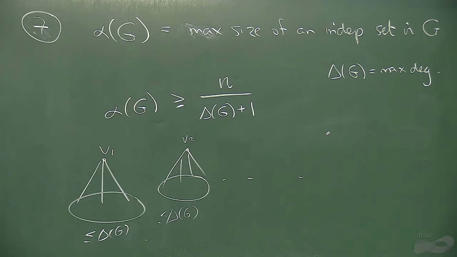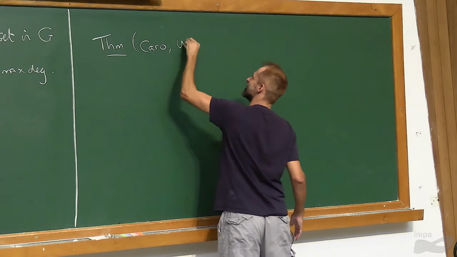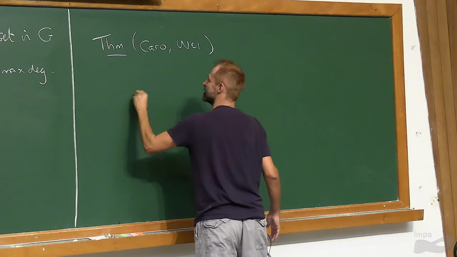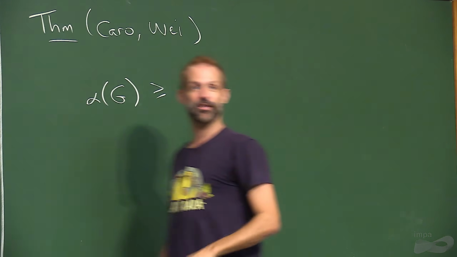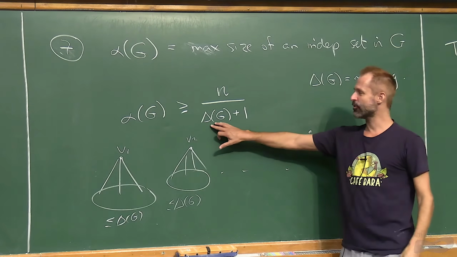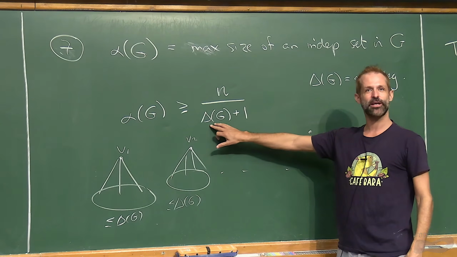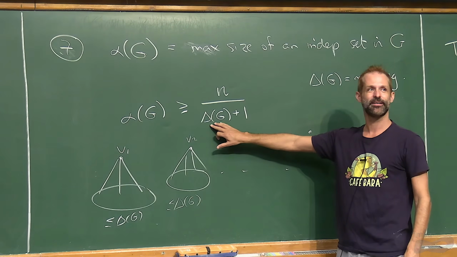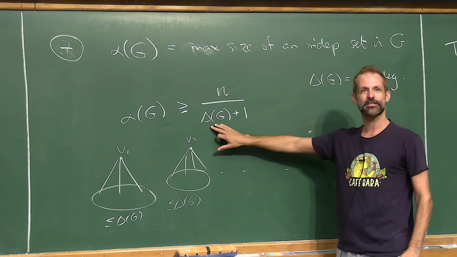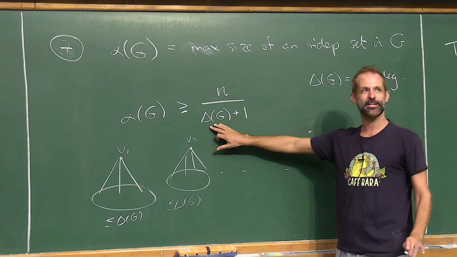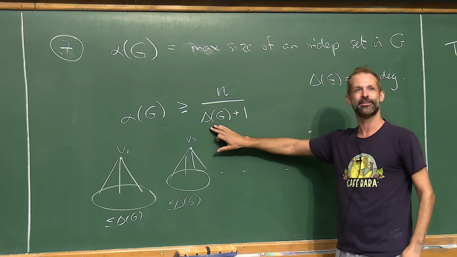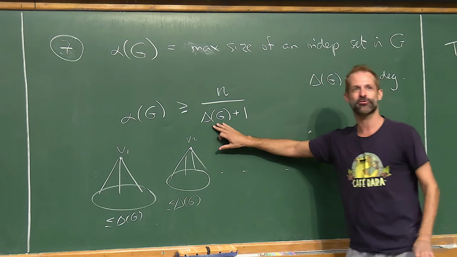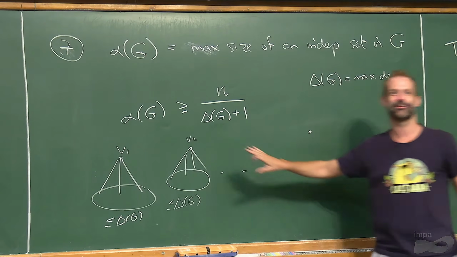So, here's a theorem, by Caro and Wei, that improves this bound. Perhaps it's worth saying, if you replace the maximum degree here with the average degree, this is just Turan's theorem in disguise. So for those who don't know Turan's theorem, it tells you the maximum number of edges in a graph with no copy of K_r for some r. Okay? For those who do, then you can think about why that's true. Okay? It's not immediately obvious.